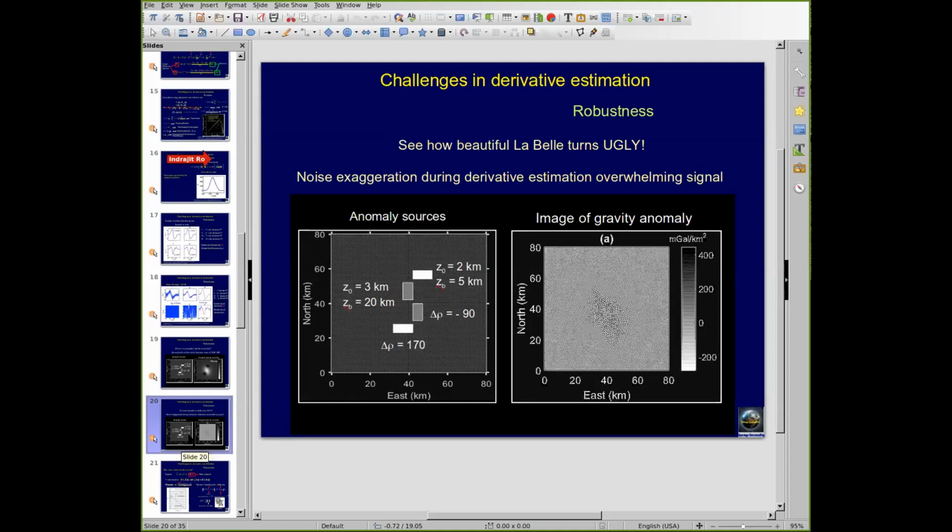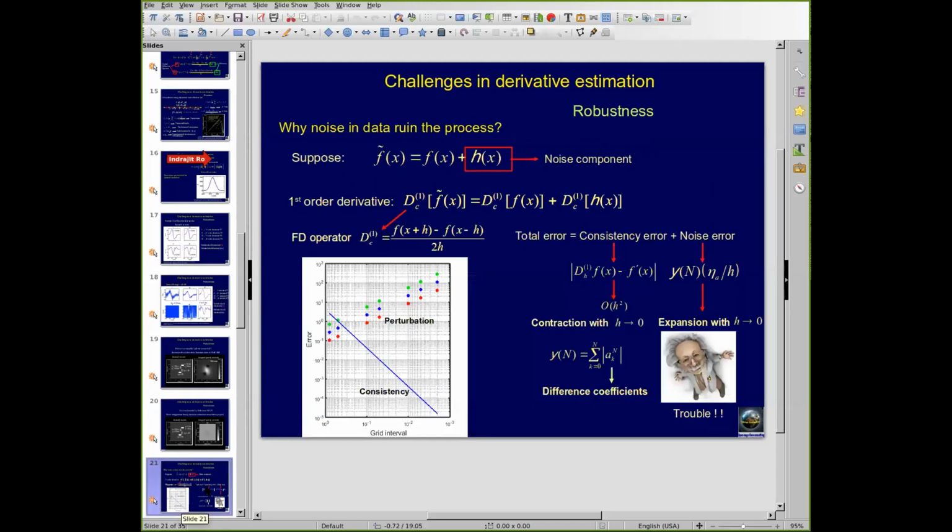That's why I say how a beautiful image turns ugly. A small noise in the data is exaggerated so much, it overwhelms, so that you do not see any resolution anymore, which was highly resolved with no noise. Now with a small noise, gone. So noise is the biggest trouble, which takes a toll on the robustness of the derivative estimations.